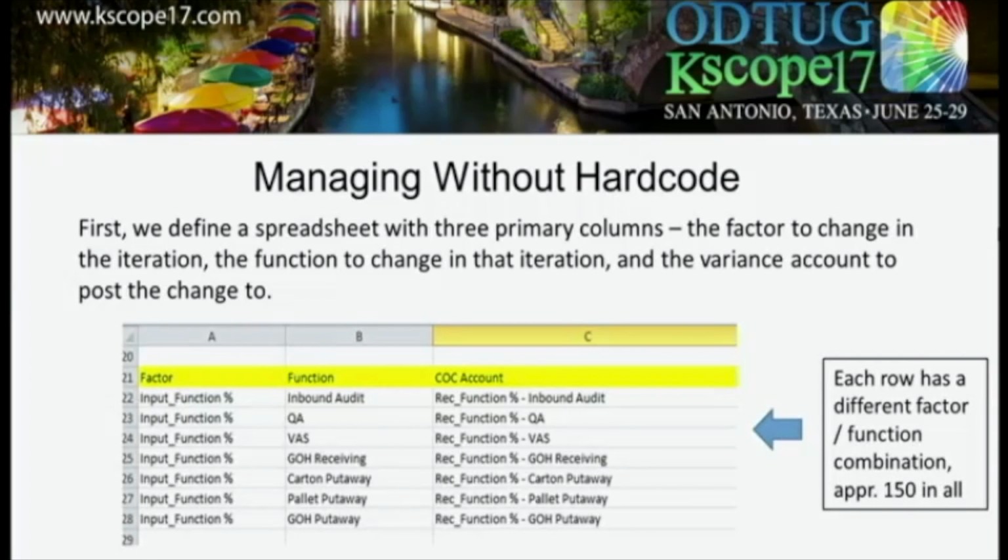The way we managed without hard code is that we built a spreadsheet. The spreadsheet would have the factor to change right over here, the function that was going to be changed for that line, so the account and the function, and then this was the line we were going to put the result in, right? So as functions were added or subtracted, all you had to do was change the spreadsheet. So we didn't have to hard code anything in the calc scripts. Entirely driven off the spreadsheet. So you had about 150 lines here.